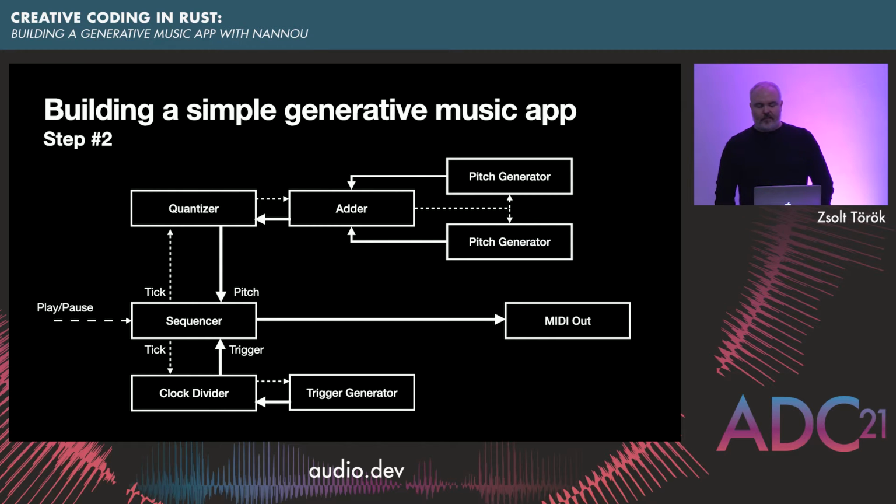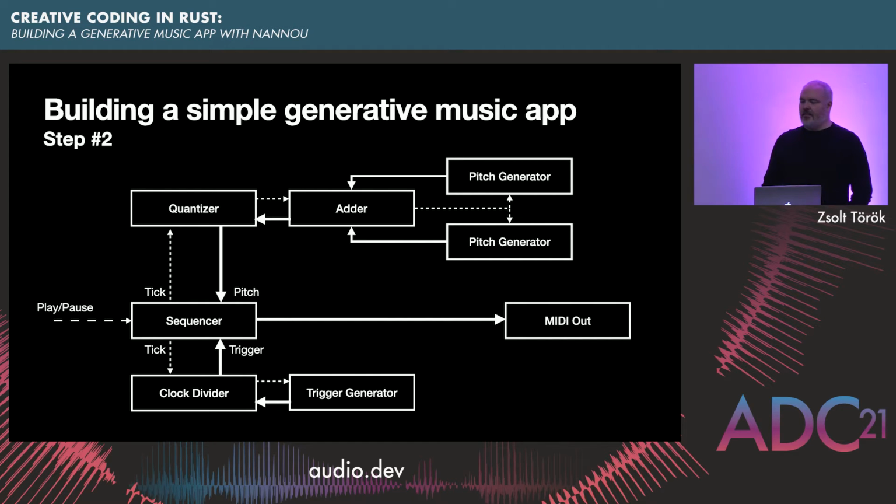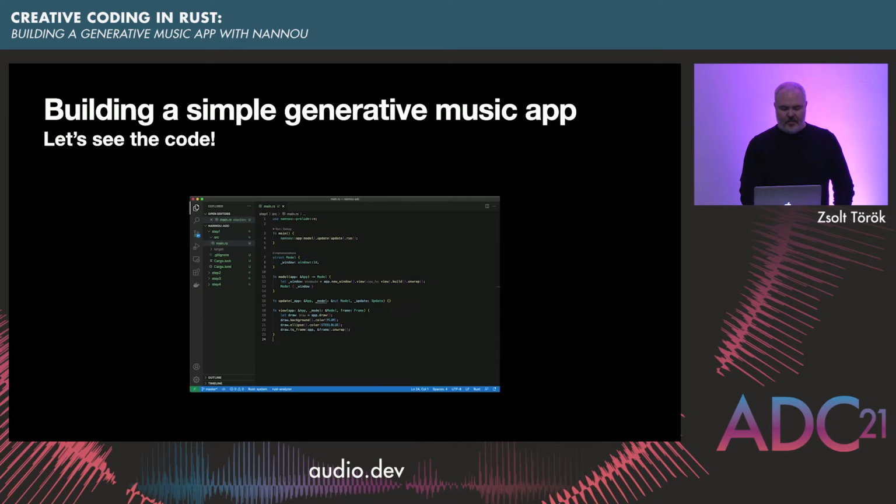On the bottom here, we have an additional box called a clock divider. Again, it's a very simple module. All it does is that it only lets the clock pulses pass that are multiples of the division factor that you've set. And all of these parameters will be available to control by the user interface. And let's see the code itself.